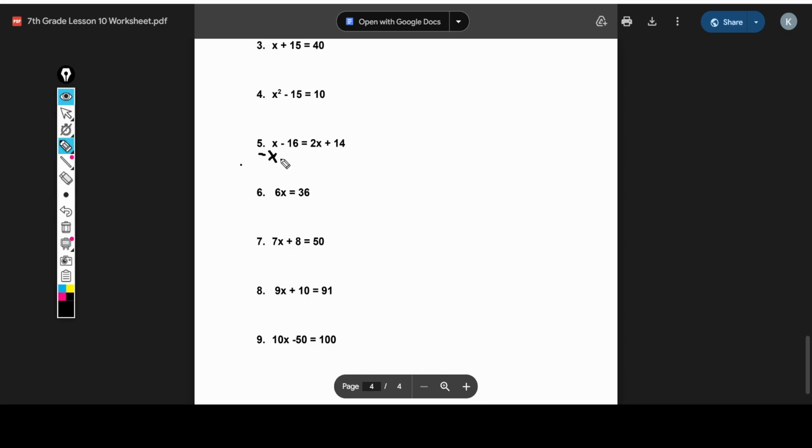I'll subtract x from both sides as usual. Doing the smaller one tends to be easier. So we end up with negative 16 equals just x, 1x, plus 14. And now I'm going to subtract 14 from both sides. So you get negative 16 minus 14. When you subtract a number from a negative number, it'll become even more negative. So we have negative 30 equals x. So x equals negative 30. And you might think that's kind of weird for the answer to be a negative number, but no, it's perfectly fine. That's just the answer.